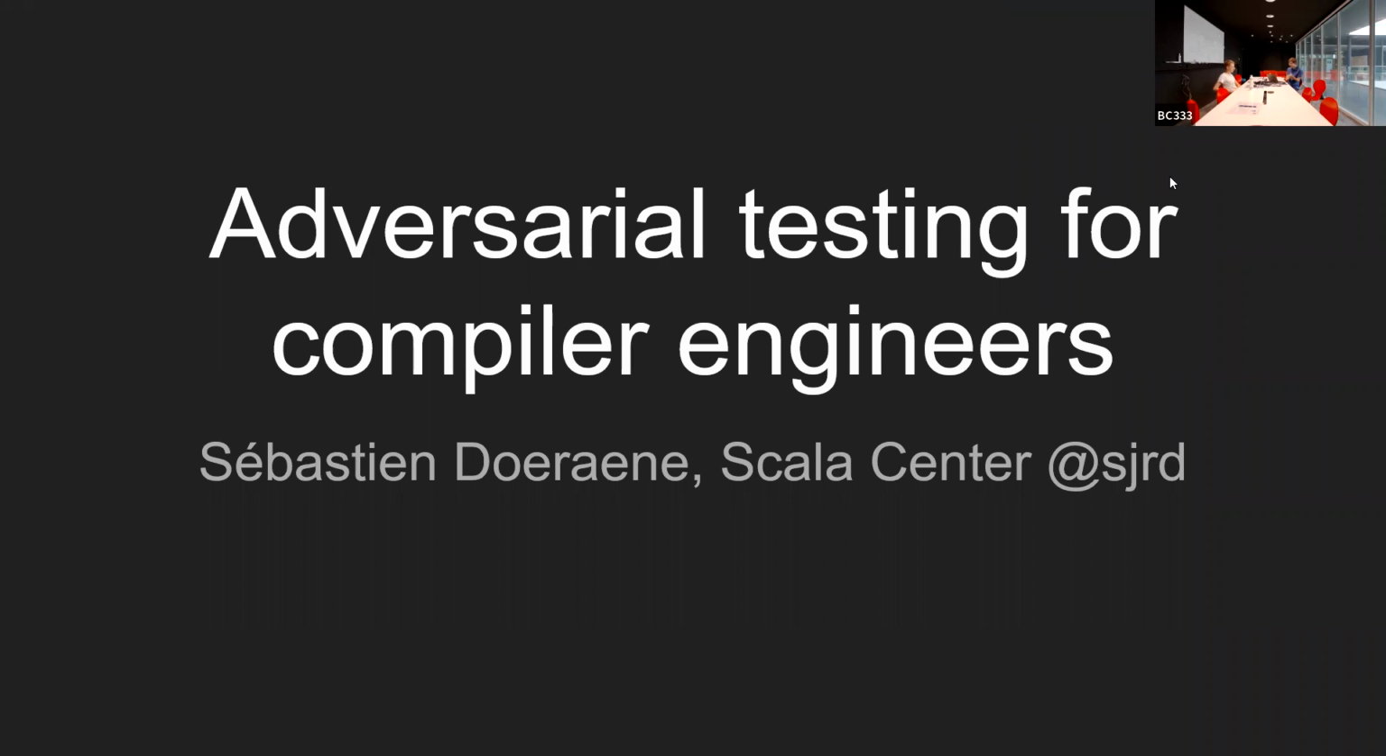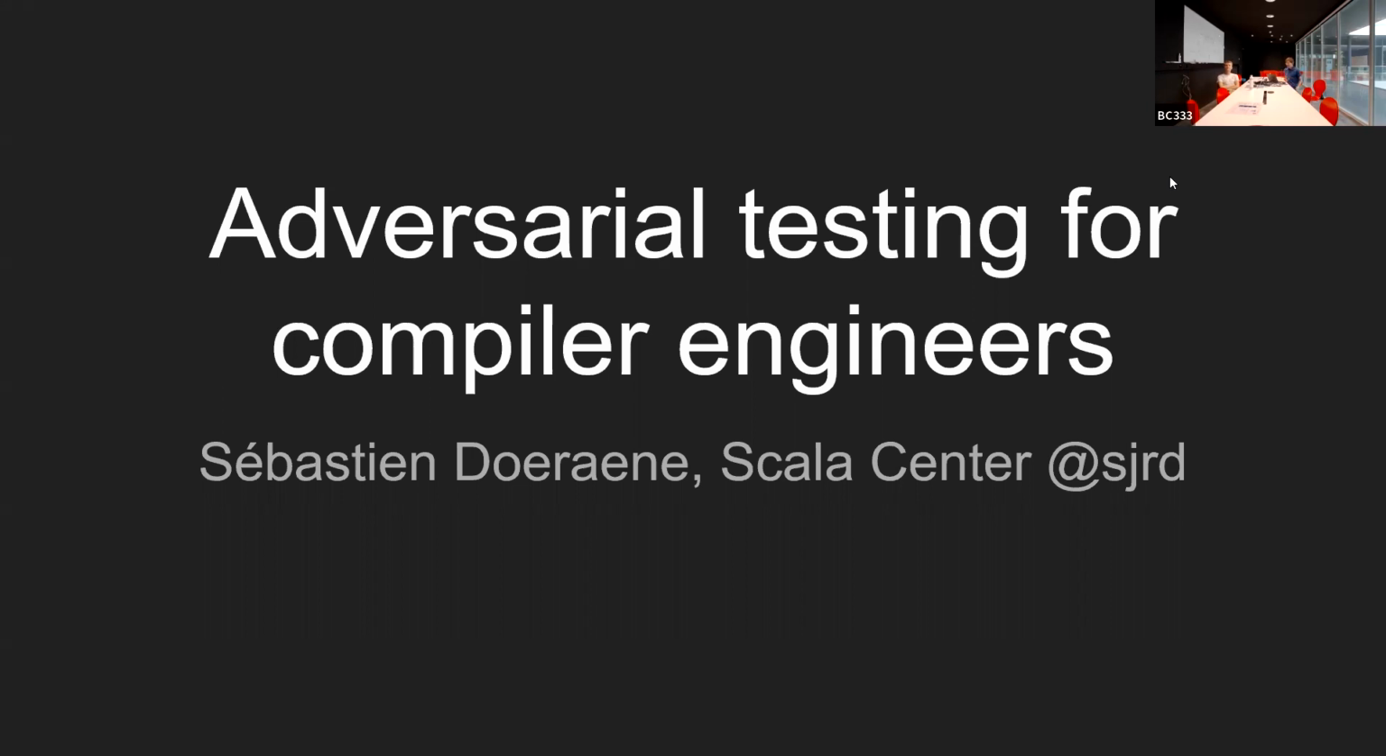talk about what I like to call adversarial testing. And in particular, in the context of comparative engineering, since we're in the Compiler Academy for DATC. So in case you don't know how to pronounce my name, it's Sébastien Doeraene. I work at the Scala Center. You may know me from the Scala.js project. I'm an author and lead maintainer.